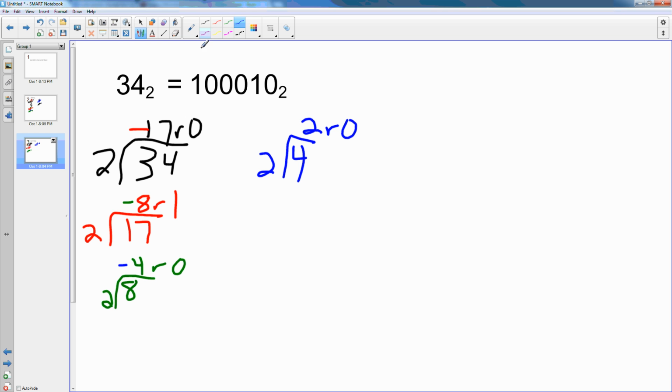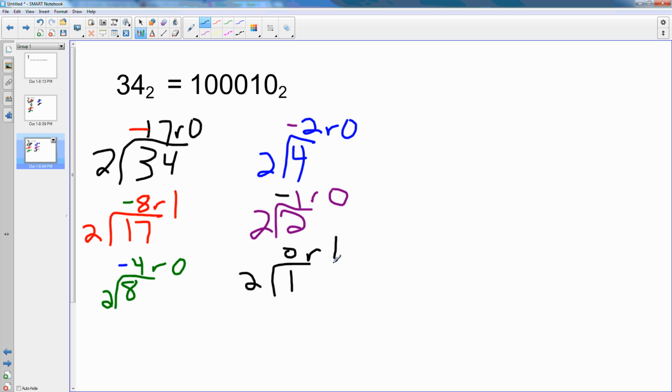Then I'm going to take my 2 right here, so I'm going to take 2 divided by 2, so I get 1 with a remainder of 0. And then last but not least, I'm going to take my 1 right here and bring it down. I'm going to put 1 divided by 2. 2 goes into 1 0 times with a remainder of 1. So there's my 0. I stop at this point.